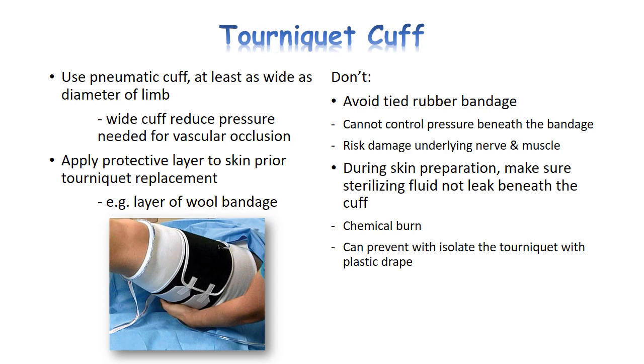Next method is the tourniquet cuff, which we usually see in this hospital. It will use a pneumatic cuff at least as wide as the diameter of the limb. The wide cuff will reduce the pressure needed for vascular occlusion. This method must be applied with a protective layer to the skin prior to tourniquet placement, like we put a layer of wool bandage beneath the tourniquet.